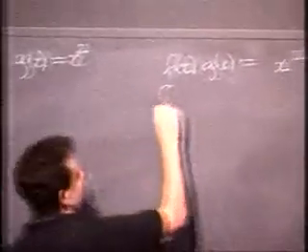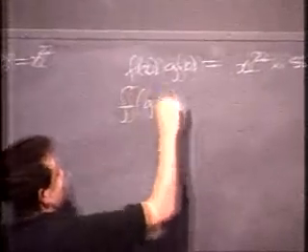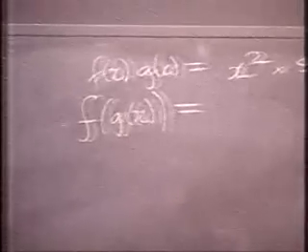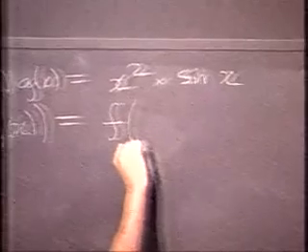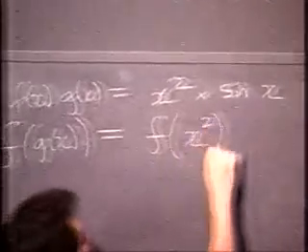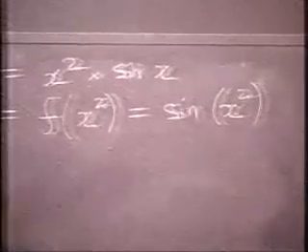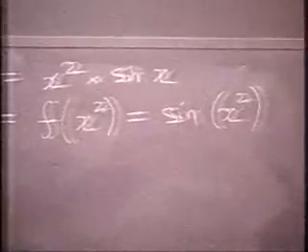Here's the composition. Suppose I do f of g of x. Well, that's the composition of f and g. Right? That means I do g of x first to get x squared, and then I take sine of it. So f of g of x is sine of x squared. Okay, that's a different function from the product.